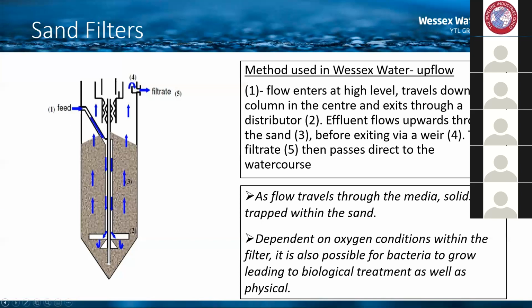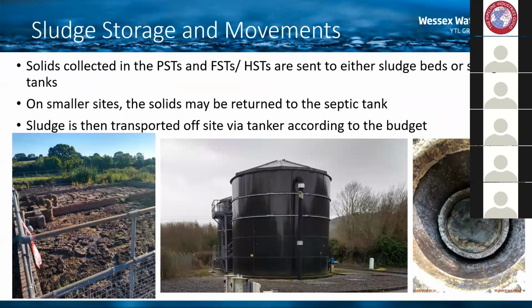So that's sort of an example of a tertiary treatment system. I'm not going to go too much, as I said, into sludge treatment, but just a quick mention on sludge. On most sites, the solids that are collected in the primary settlement tanks and final settlement tanks are then sent to either sludge beds or sludge tanks, where it's dewatered, dried out, and then tankered away from site.